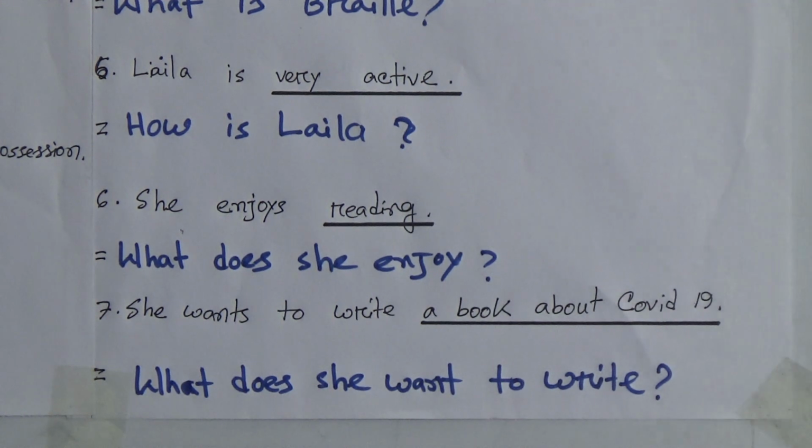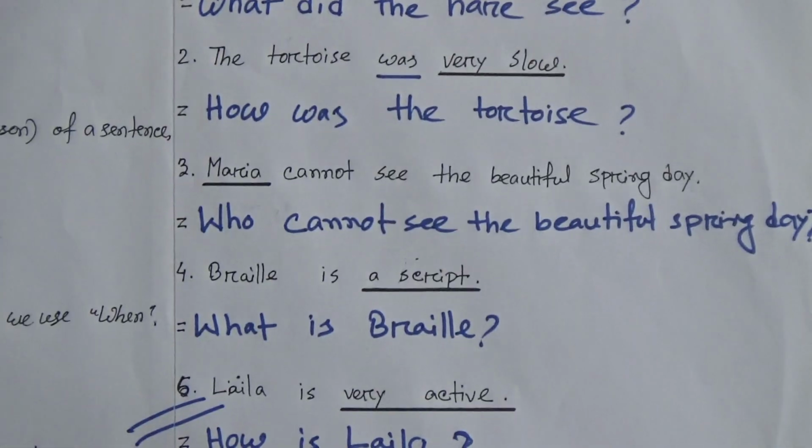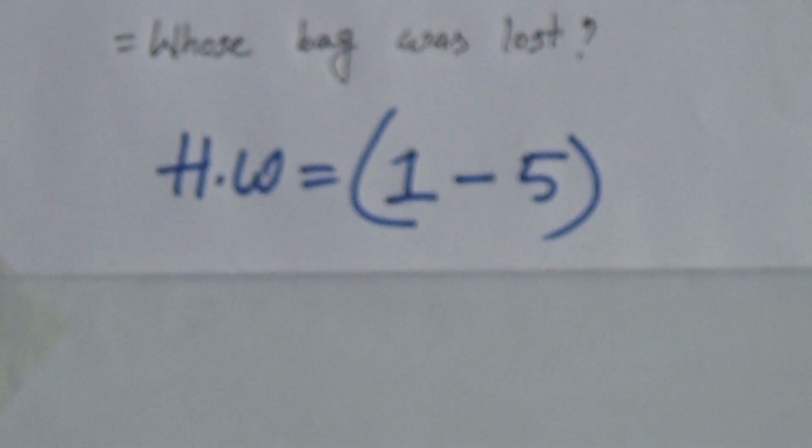So these are the answers of the exercises, and your homework will be first 5 sentences. WH equal to 1 to 5. That means question number 1 to 5 will be your next homework.